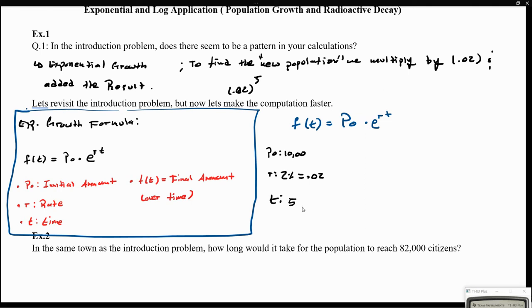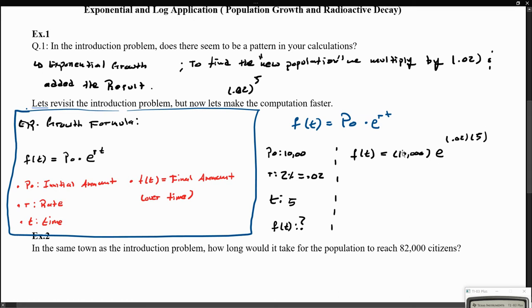And do we know the final product? Well, that's actually what we want to find out. So the final amount of residents after 5 years, that's what we're looking for, f of t. And now that we have all this, let's just plug it into the actual formula and calculate. So f of t is equivalent to P0, which we know is 10,000, times e, which is the Euler number. And as an exponent, I'm going to have 0.02 times t, which is 5.